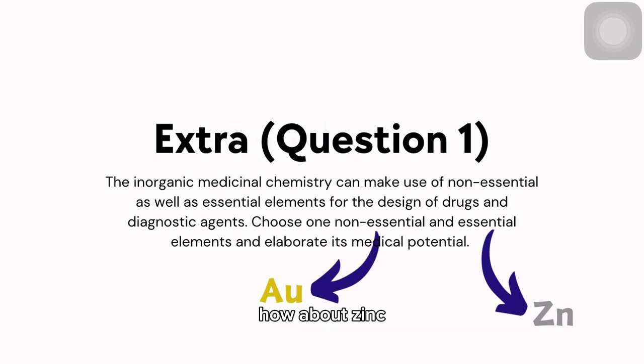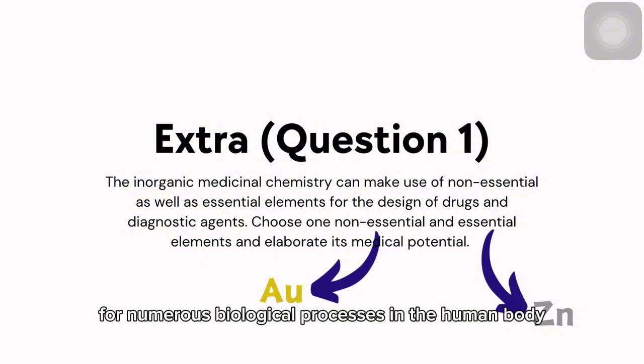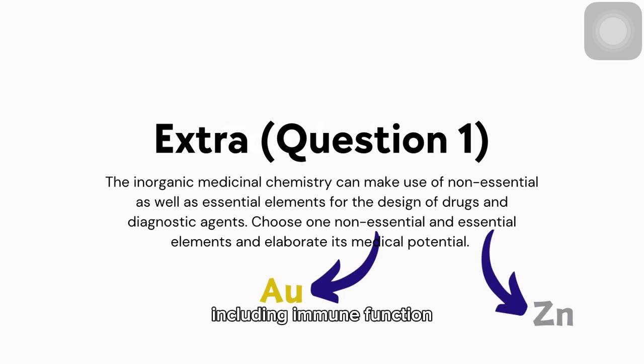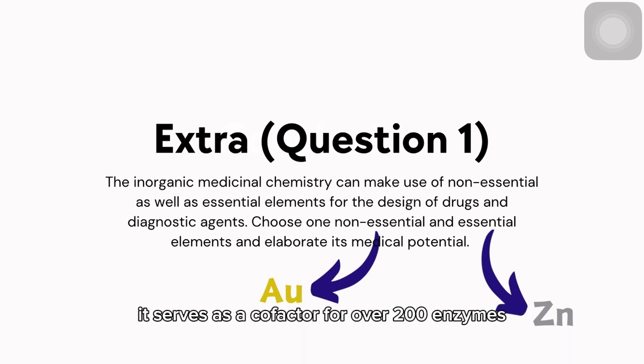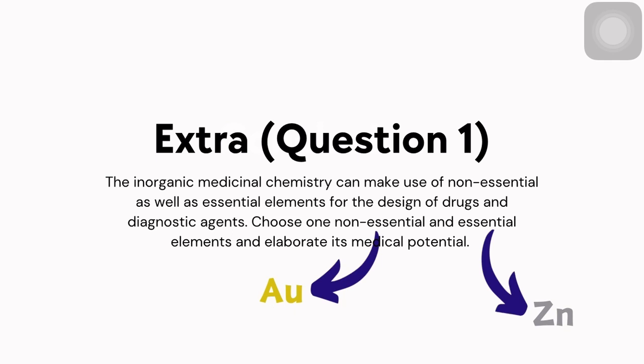How about zinc? Zinc is an essential trace element required for numerous biological processes in the human body, including immune function, DNA synthesis, wound healing, and protein synthesis. It serves as a cofactor for over 300 enzymes involved in various metabolic pathways. Zinc deficiency can lead to impaired growth and development, immune dysfunction, and increased susceptibility to infections.